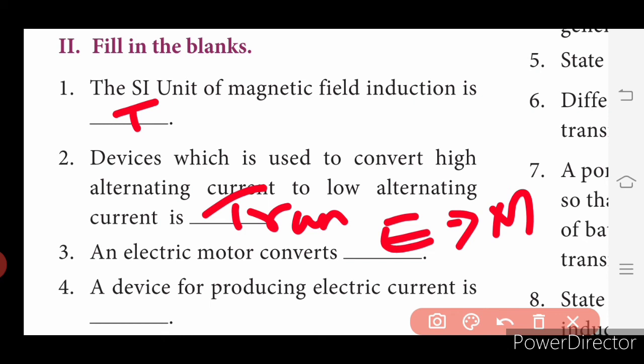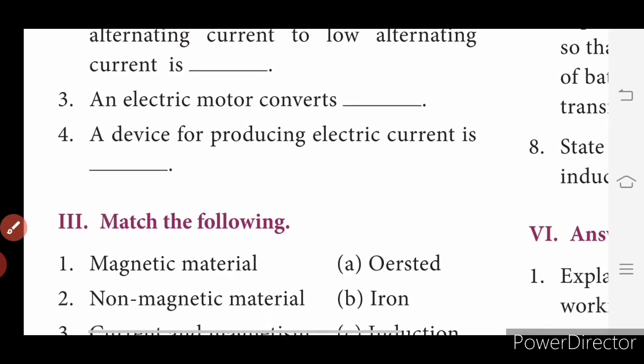A device for producing electric current is a generator. Whenever current goes off, we switch on the generator, right? Big industries, food stalls, bakeries, even houses and schools will have generators to produce electric current. Whenever there is a power cut, we use generators to produce current. Okay. So next, match the following.